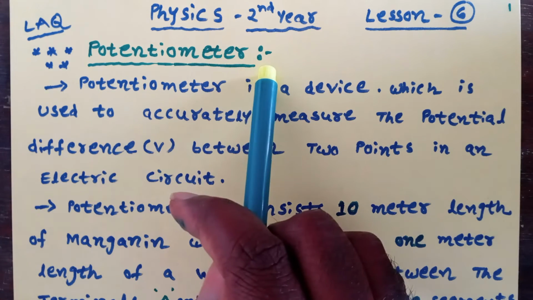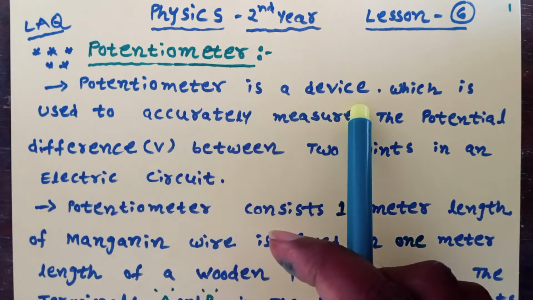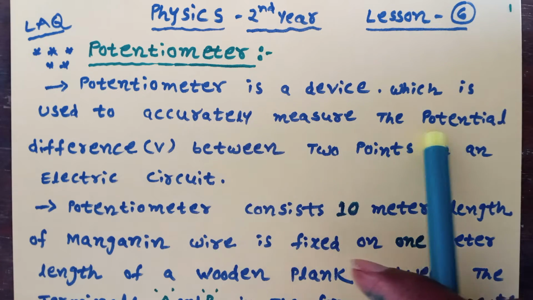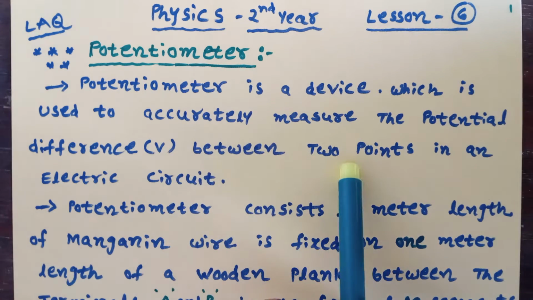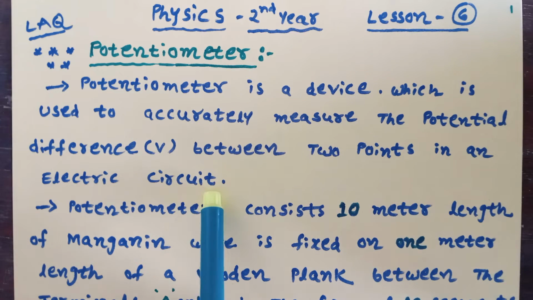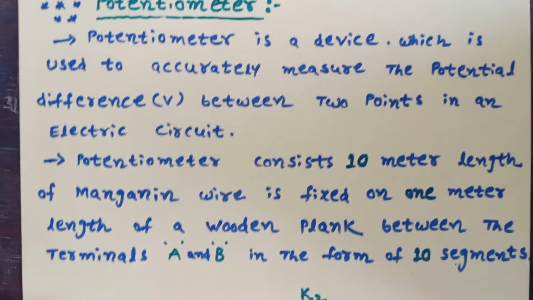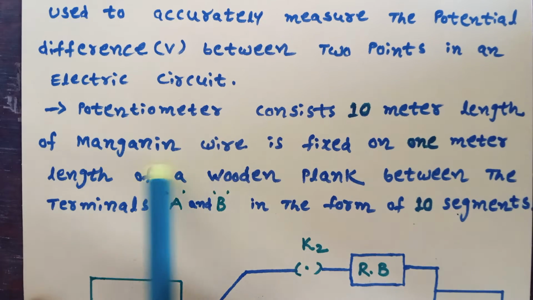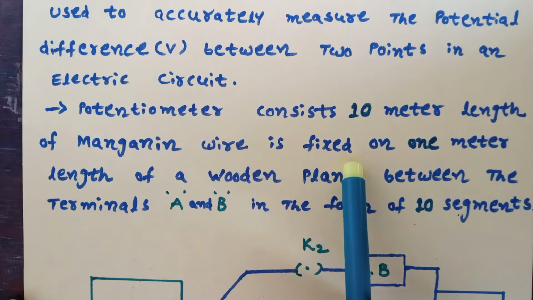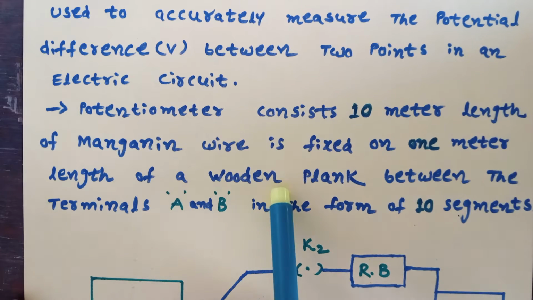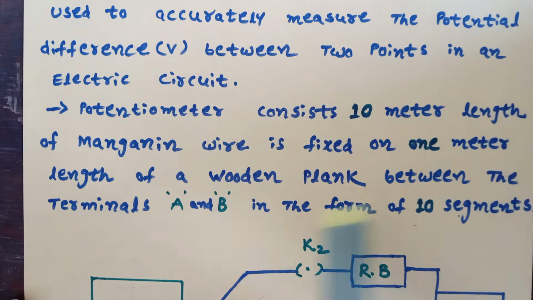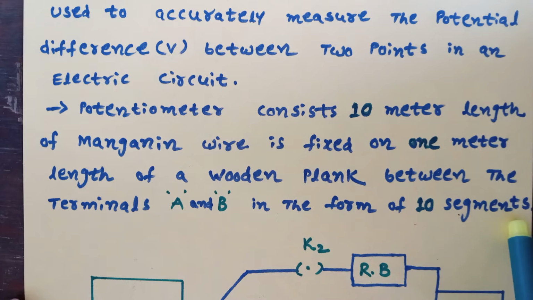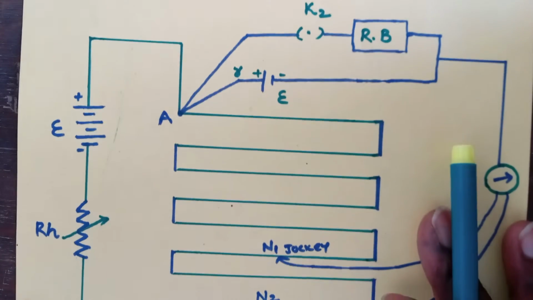Sir, what is meant by potentiometer? Potentiometer is a device which is used to accurately measure the potential difference between 2 points in an electric circuit. A potentiometer consists of 10 meter length of manganese wire fixed on a 1 meter length of wooden plank between the terminals A and B in the form of 10 segments. Now this is the potentiometer diagram.